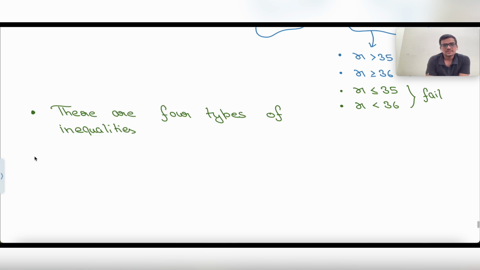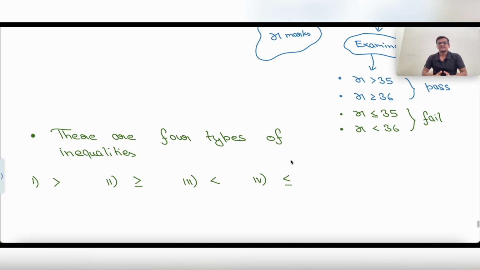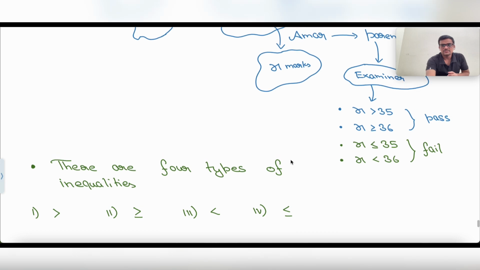So from this story, we observe that there are four types of inequalities. The first one is greater than, the second one is greater than or equal to, the third is less than, and the fourth inequality is less than or equal to. These are the inequalities about which we will learn today, and in this complete lecture series we will solve many examples, many good problems, Olympiad problems, IIT JEE problems that are based on these concepts.